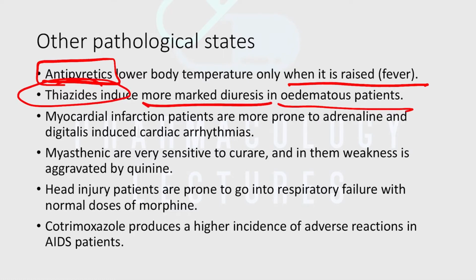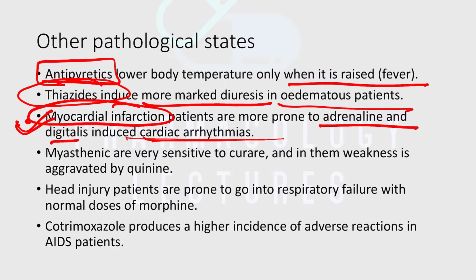In patients with edema, thiazide diuretics will work better, so they produce more diuresis. In patients with myocardial infarction, they are more prone to adrenaline and digitalis induced arrhythmia because of the condition called infarction. In infarction, there is more depolarized tissue. We'll talk about this later. Because of this more depolarized tissue, there are more chances of cardiac arrhythmias with drugs like adrenaline and digitalis.